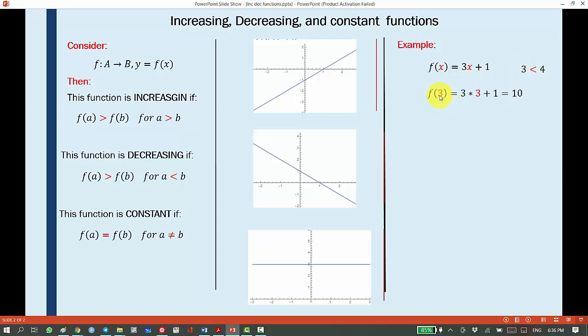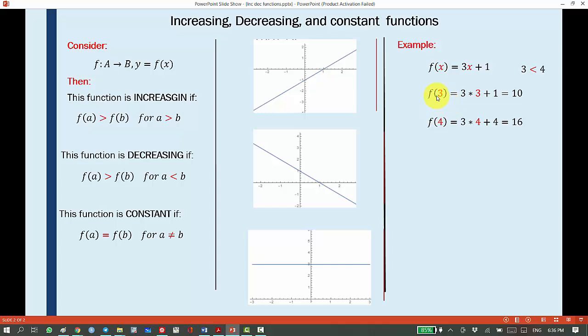In other words, we find f of 3. f of 3 is equal to 3 times 3 plus 1. We substitute x with 3. 3 times 3 is 9, plus 1 is 10. And we find f of 4. f of 4 is 3 times 4 plus 1, which is 13.